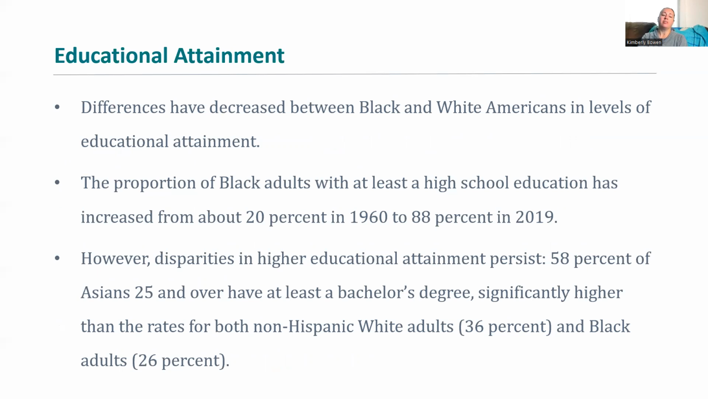Educational attainment. Differences have decreased between Black and white Americans in levels of educational attainment. However, they still exist. The proportion of Black adults who have at least a high school education has increased from about 20% in 1960 to 88% in 2019.